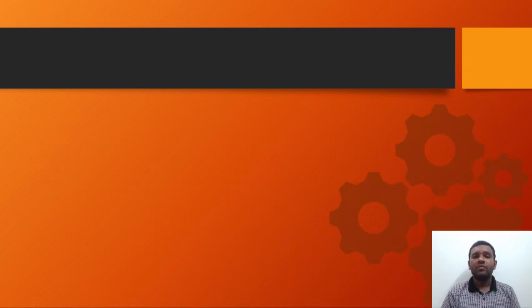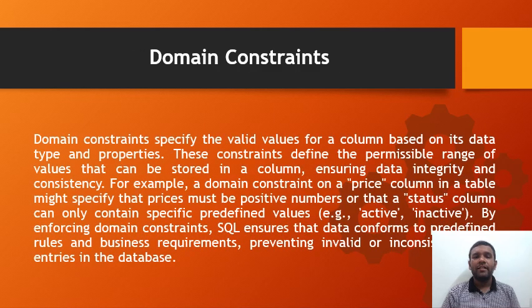The next one is the domain constraints. Domain constraints specify the valid values for a column based on its data type and properties. These constraints define the permissible range of values that can be stored in a column, ensuring data integrity and consistency.